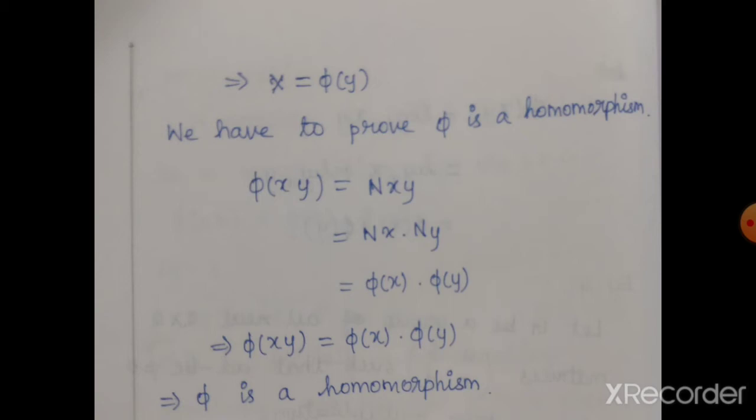So phi of xy means N into xy. The product of two right cosets of N in G is again a right coset of N in G, so here we have to use that statement. So Nxy is equal to Nx into Ny, that is phi of x into phi of y. Which implies phi of xy is equal to phi of x into phi of y. Therefore phi is a homomorphism. So in this statement, we have shown that phi is a homomorphism of G onto G/N.